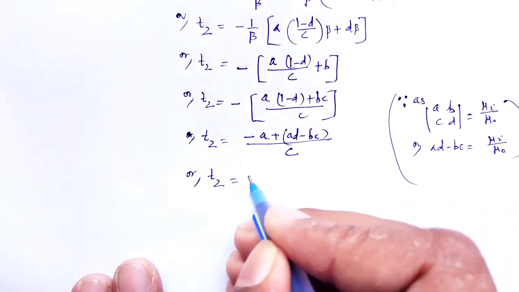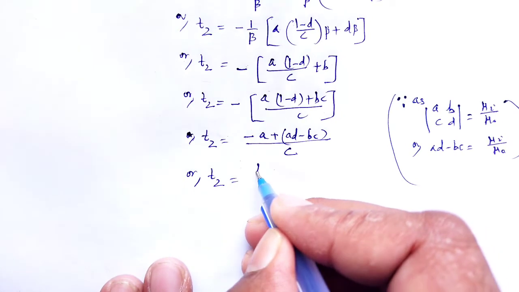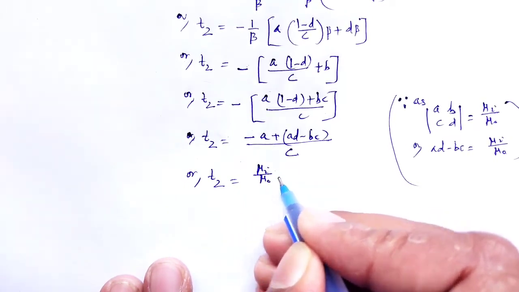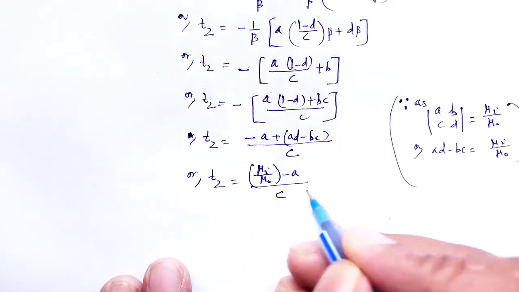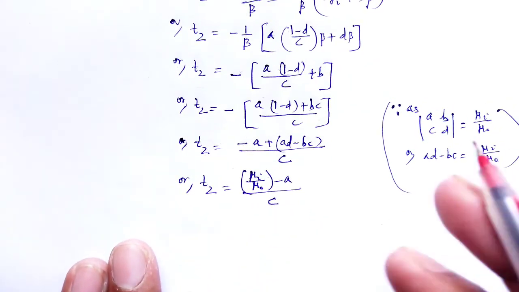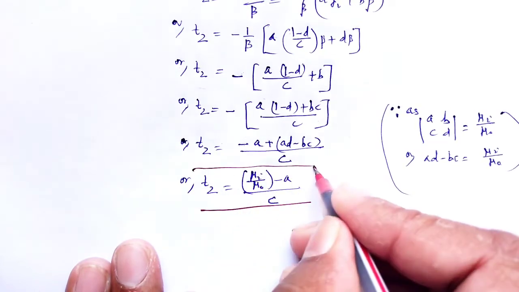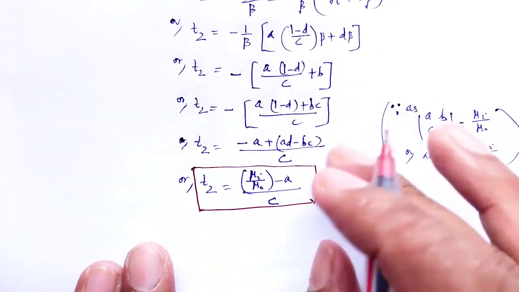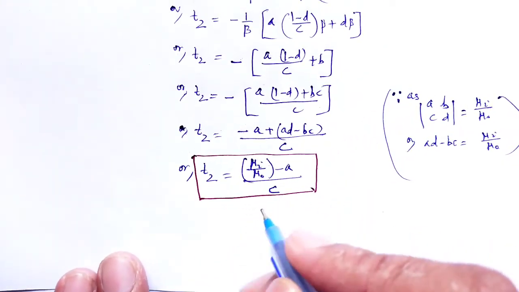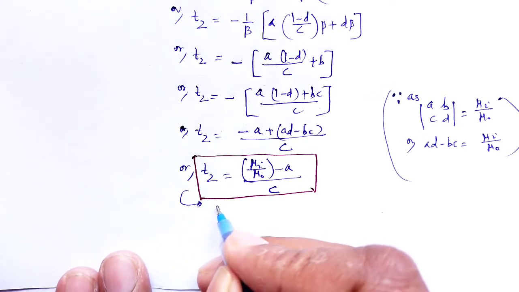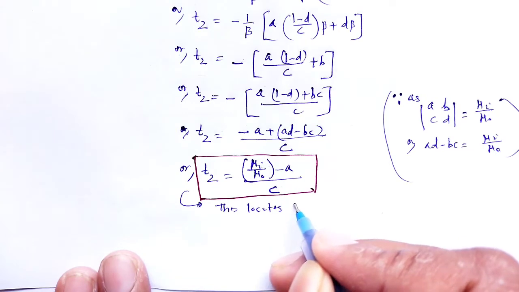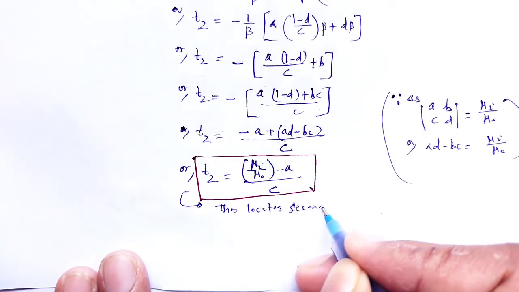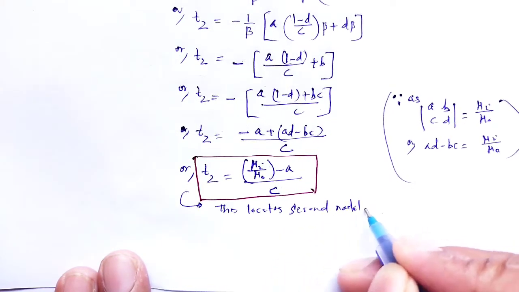Therefore T2 is equal to (mu y by mu O minus A) divided by C. This is the location of the second nodal point in terms of the system matrix. This locates the second nodal point N2.